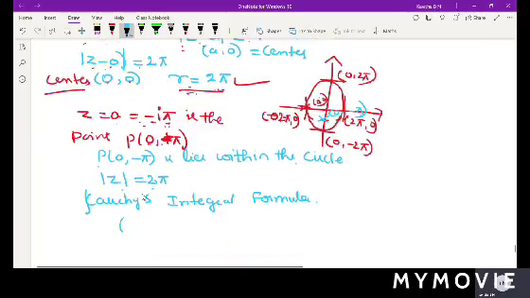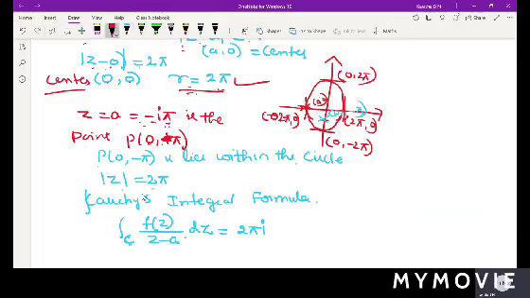Then the integral over C of f(z) divided by z minus a, dz, is equal to 2πi f(a).